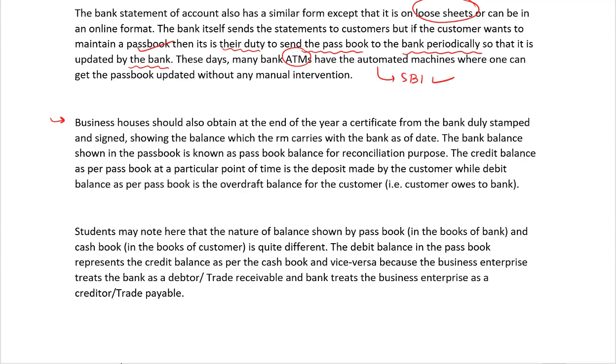Business houses should also obtain at the end of the year a certificate from the bank, duly stamped and signed, showing the balance which the firm carries with the bank as of that date. The bank balance shown in the passbook is known as passbook balance for reconciliation purpose. The credit balance as per passbook at a particular point of time is the deposit made by the customer, while debit balance as per passbook is an overdraft balance of the customer.